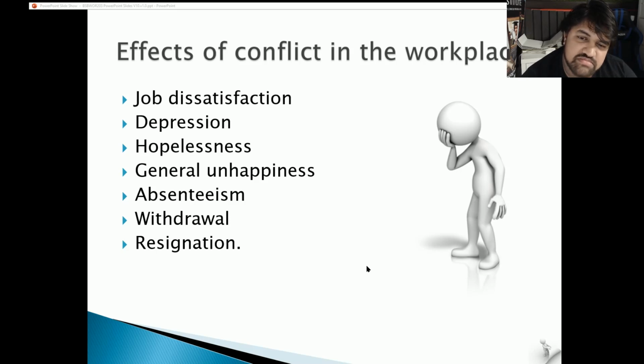So you've got job dissatisfaction, you can have depression, hopelessness, and just give up, general unhappiness, absenteeism, withdrawal, or ultimately resignation from the job.